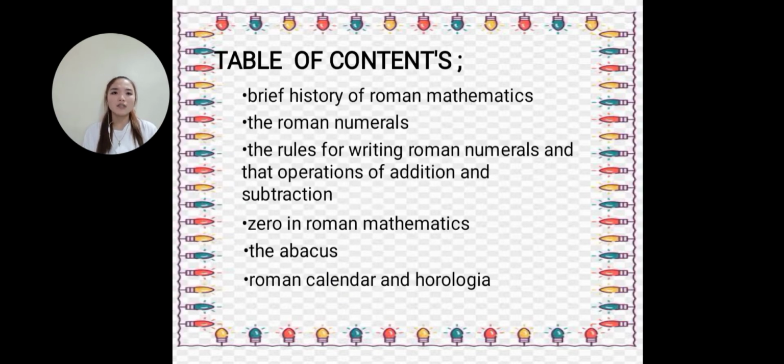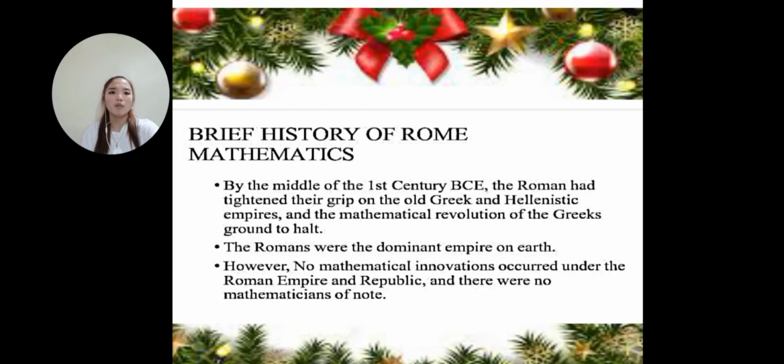Table of contents: brief history of Roman mathematics, the Roman numerals, the rules of writing Roman numerals, and the operations of addition and subtraction, zero in Roman mathematics, the Abacus, the Roman Calendar, and the Horologia.